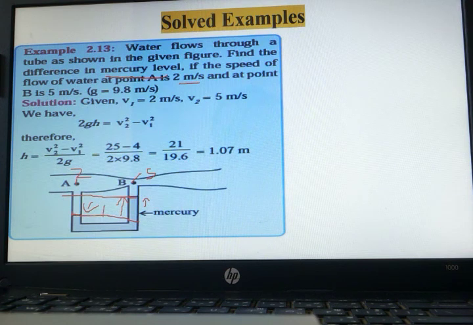So it can be denoted as h. We know the formula, 2gh is equal to v2 squared minus v1 squared. We have to find out h, so 2g will go in the denominator. So we will be writing 25 minus 4 upon 2 into 9.8. After solving, we will be getting this answer.